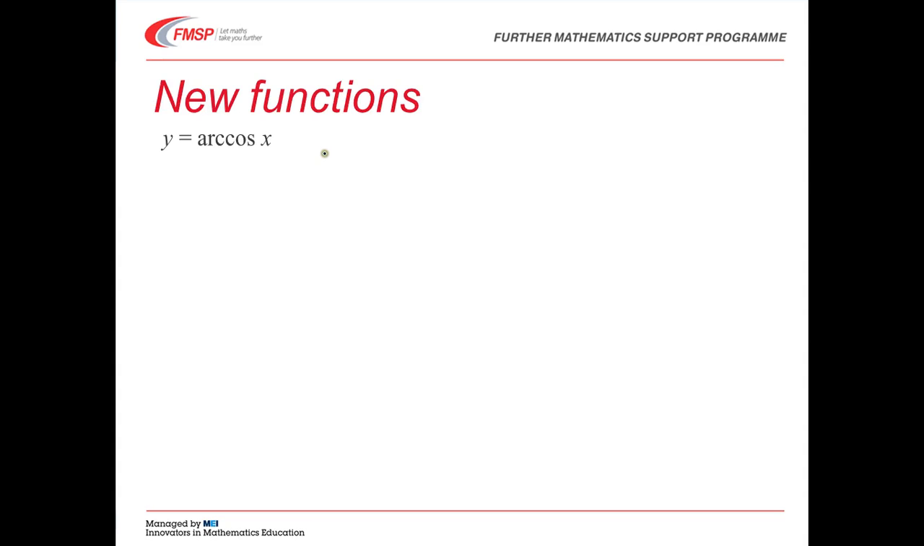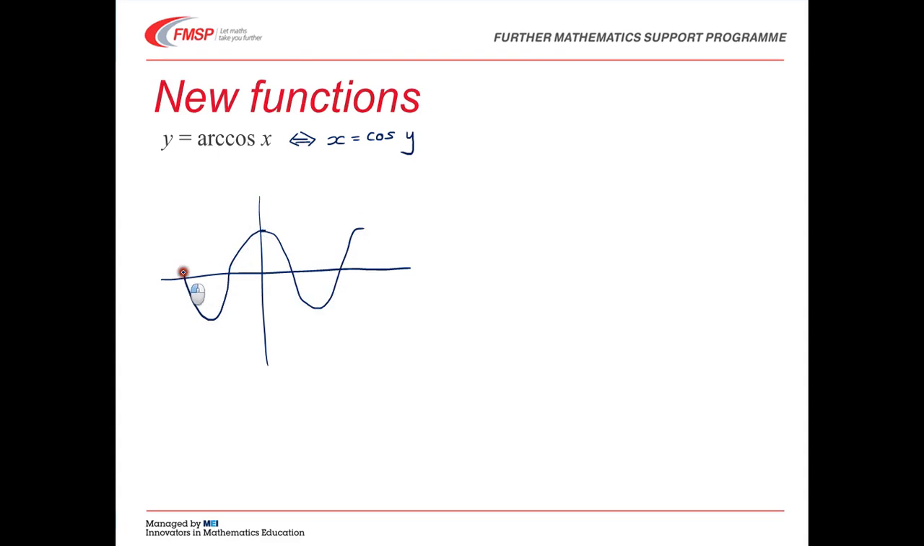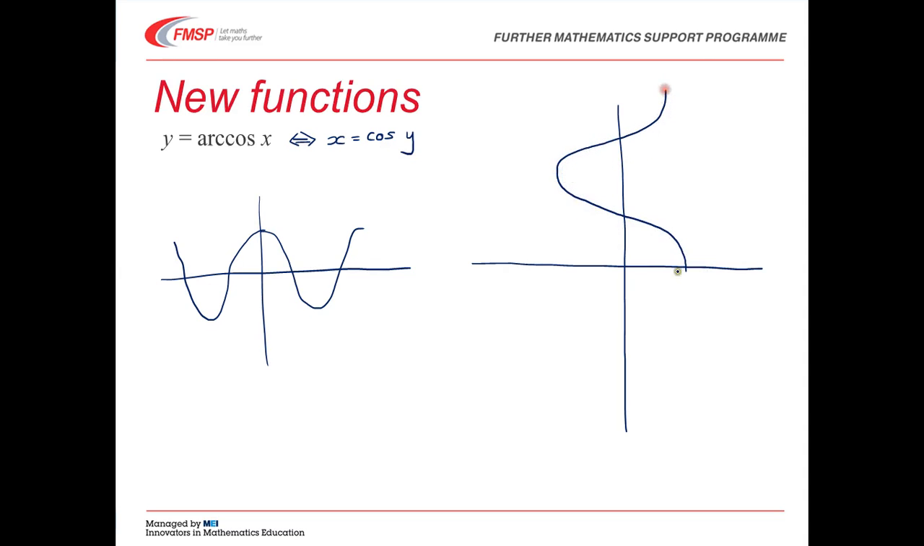So here's the first new function, y equals arc cos of x, and that's just the inverse function. So that's the same as saying that x is equal to cos of y. So if we think first of all what the cos graph looks like, and then to get the inverse function we need to reflect that in the line y equals x, and that's going to give us something like this. So that's 1 and minus 1, pi over 2, pi, 3 pi over 2, and so on.